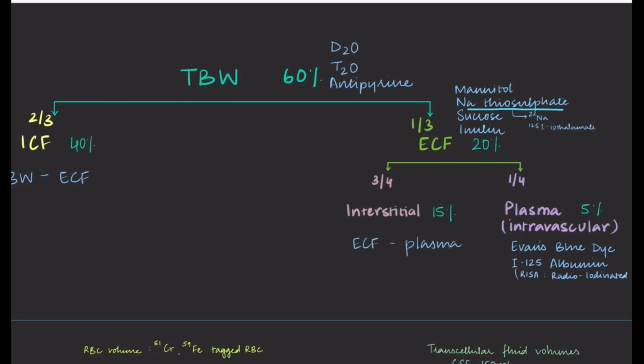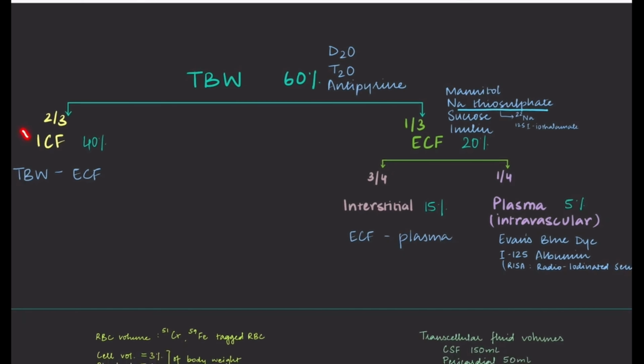Now let's look at total body water and its components that we have just discussed. Total body water forms 60% of the body's total weight. And as we saw, it is divided into two, which are the ICF, 2/3, and 1/3 is the ECF. The 1/3 ECF is further divided into two. The 3/4 larger compartment is the interstitial fluid compartment, and the smaller compartment is 1/4, the plasma fluid compartment or the intravascular volume. A few substances are used to measure the volumes of these compartments.